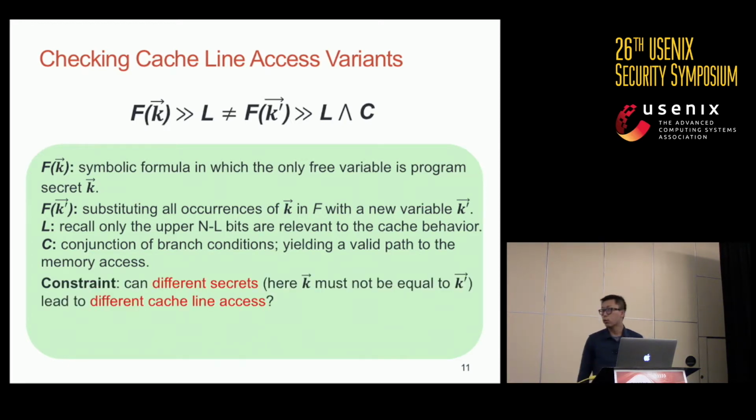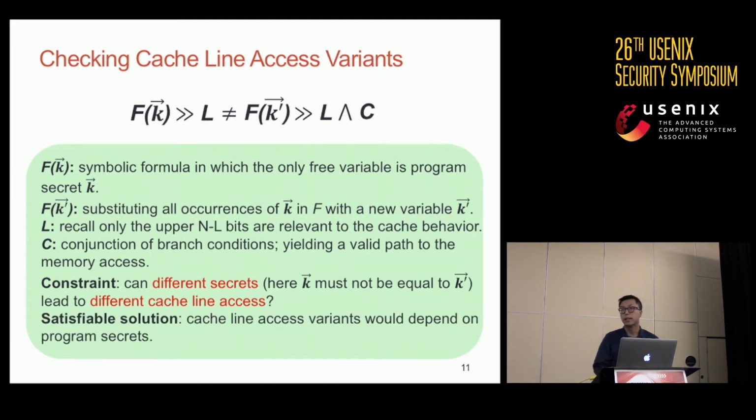So this is the constraint we constructed here. Essentially, this constraint poses a question. The question is: can different program secrets, please note that here k must not equal k prime, actually lead to the access of different cache lines?